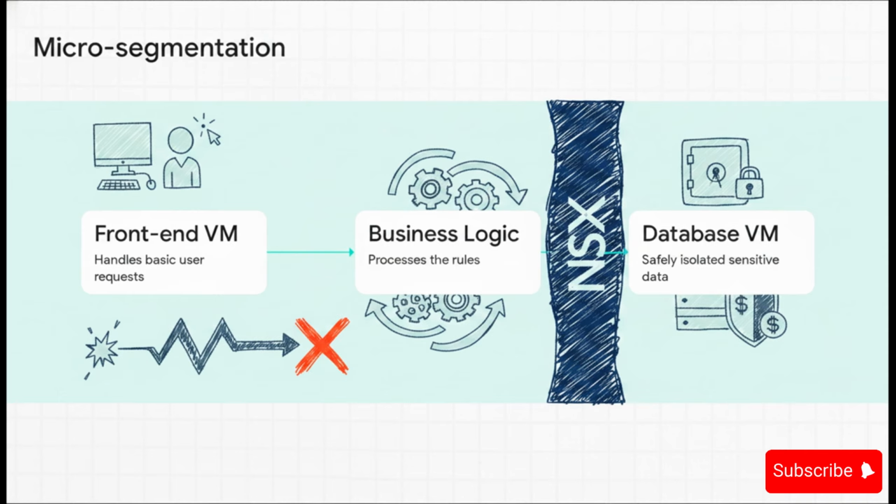So if an attacker somehow manages to hack the front end in step 1, NSX ensures they have absolutely zero path to query or access that database in step 3. It effectively contains the blast radius of any cyber attack.